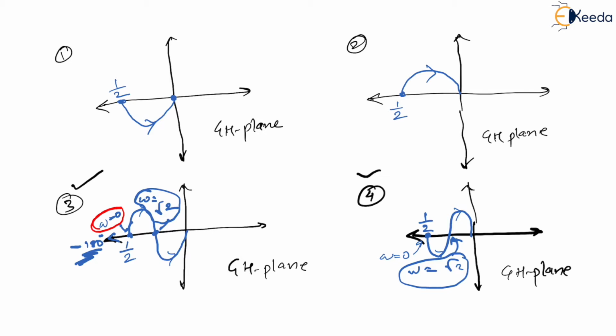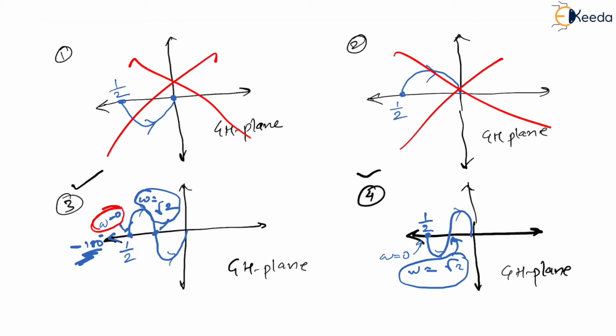Now what are you supposed to check? Because this indicates that the first and second are invalid. They are gone. Now we have a great competition between third and fourth, right? So what will I do? I will take any frequency between omega equal to 0 and omega equal to root 2, between these two, right? And I will find whether any angle lies in this particular region or not.